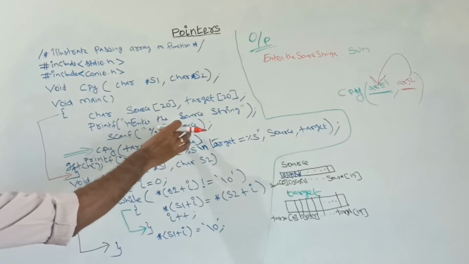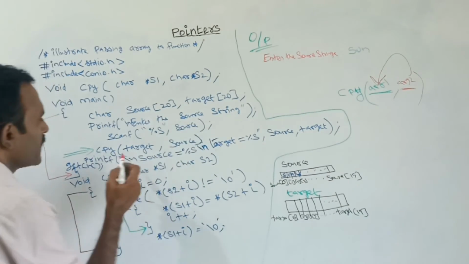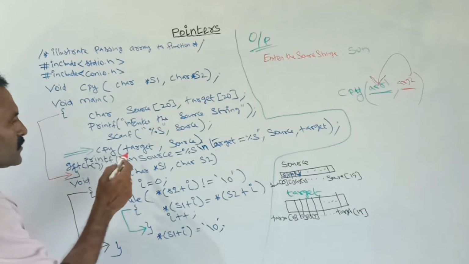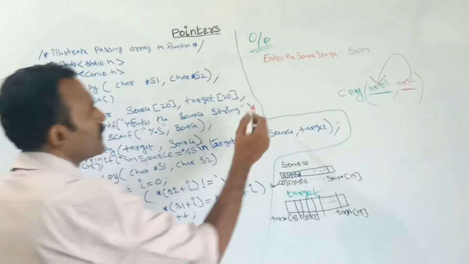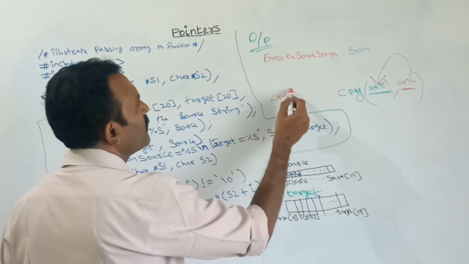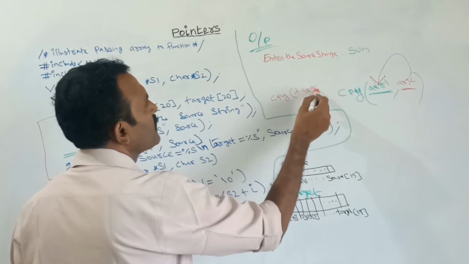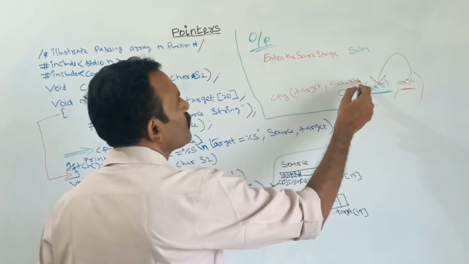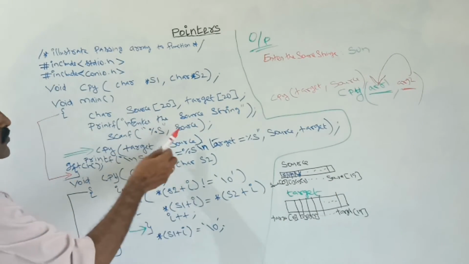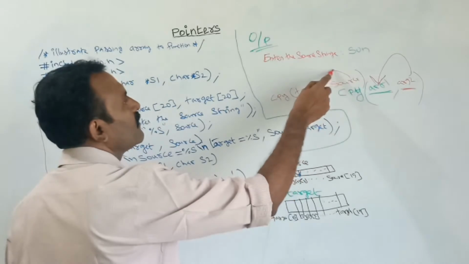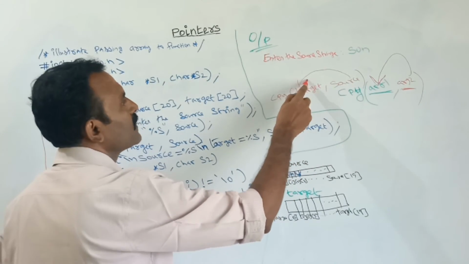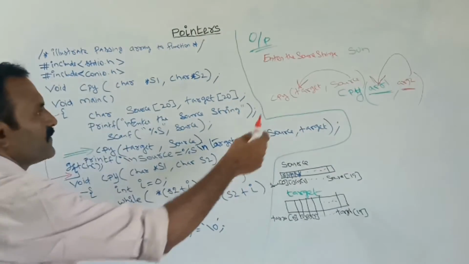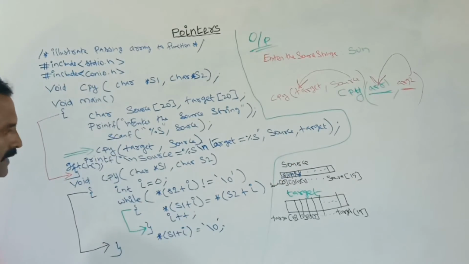I had given the string to the source. Here you should be careful: when you are giving the arguments, you should pass them correctly. So first I am giving the target. CPY of target, this variable name is target, second variable name is source. I had given the value to source, so whatever value is inside the source will be copied to the target string. So this is the logic. For this I had written the code here.